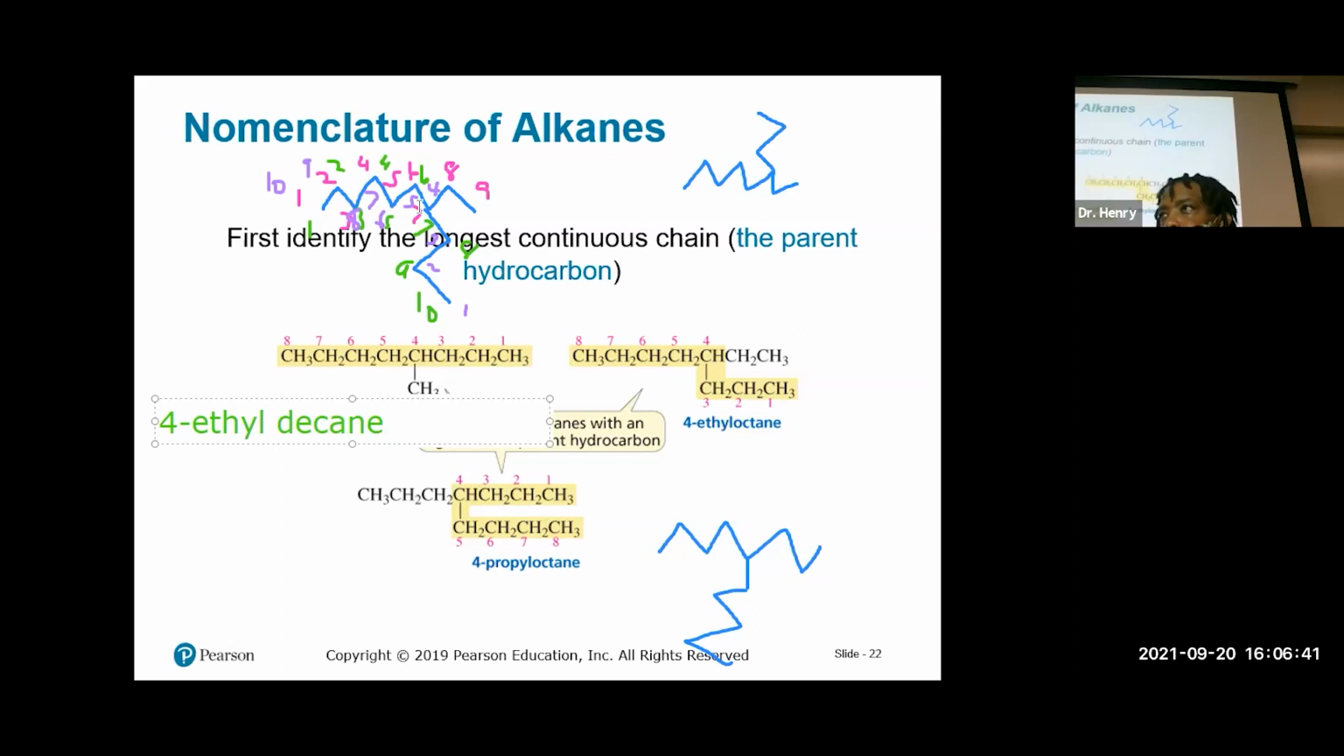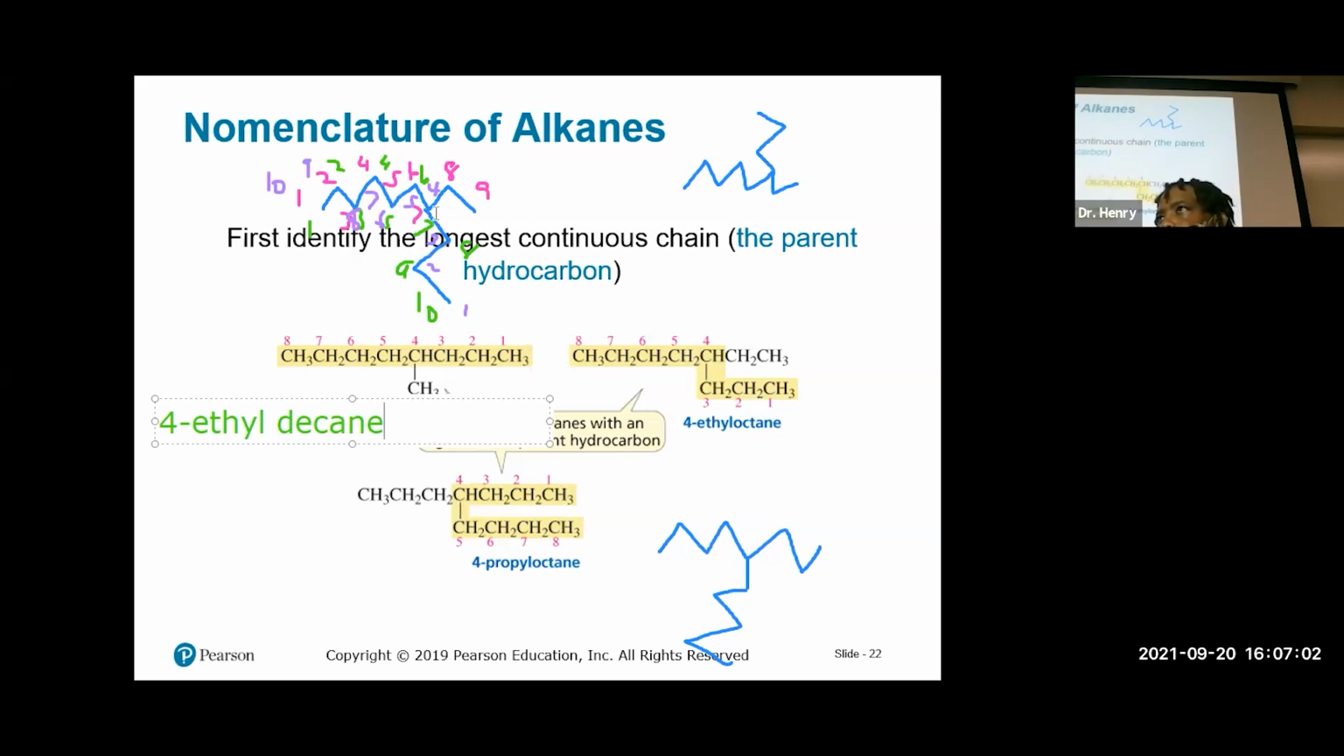Okay, 1, 2, 3, 4, that gives us the shortest number. If we go the other way, that's going to be 7, right? Or 6, yeah. 1, 2, 3, 4, 5, 6. It'll be 6 the other way, 4 that way. So we want to go the shortest number route. So we want to use the purple numbers.